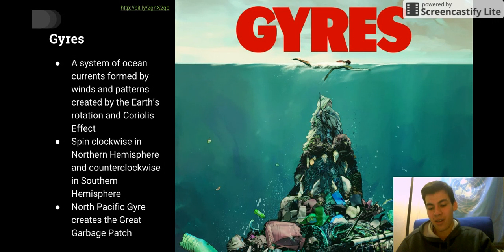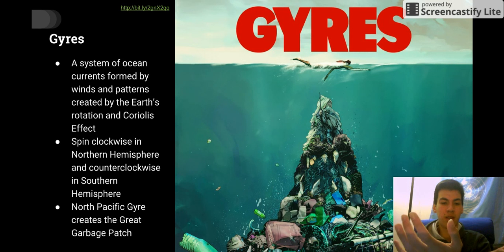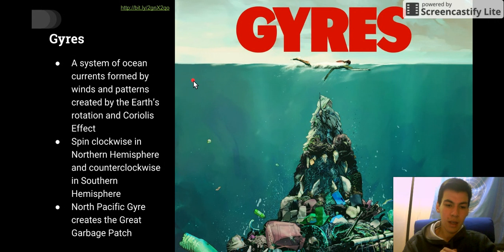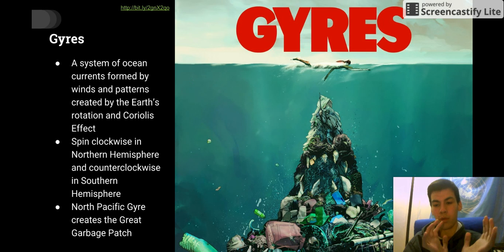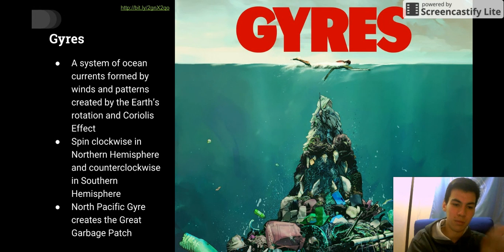So the gyres are big. It's a system of ocean currents, which just slowly spin either clockwise or counterclockwise depending on the hemisphere and the Coriolis effect. So again, clockwise in the northern hemisphere, counterclockwise in the southern hemisphere, and so they spin slowly and create like a small whirlpool. You're not going to get sucked down in the middle of it and die. Although you can die in the ocean, that has happened before. But they spin slow enough, and then they kind of collect things in the middle of them.